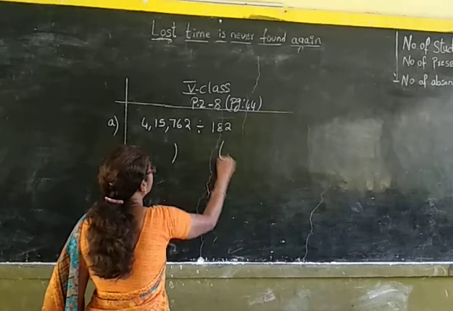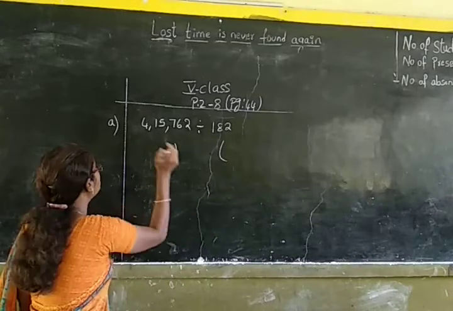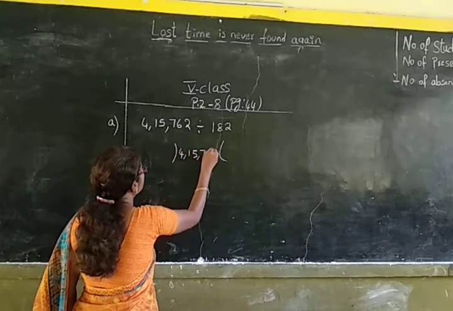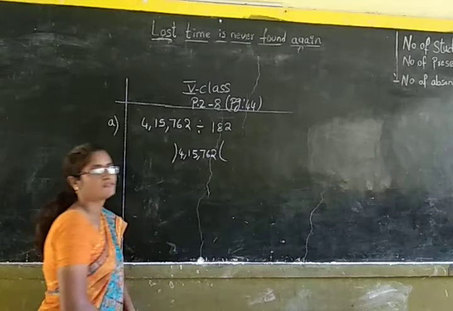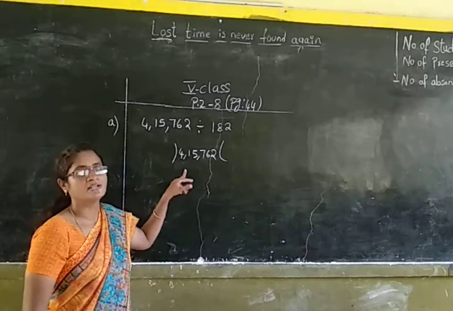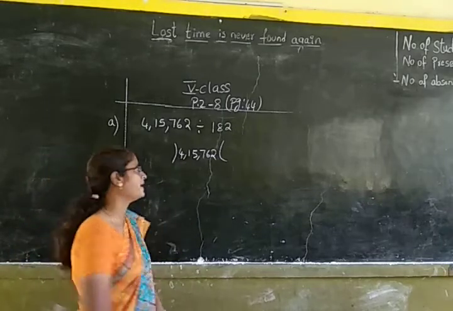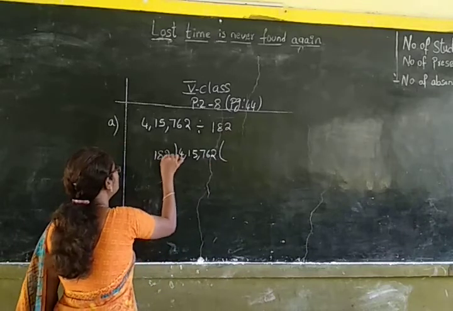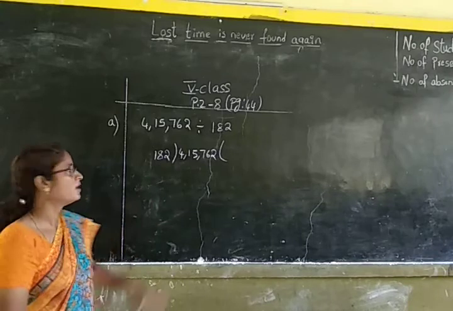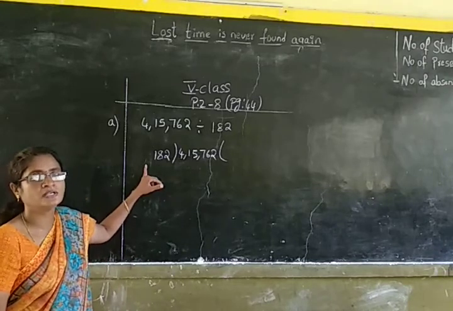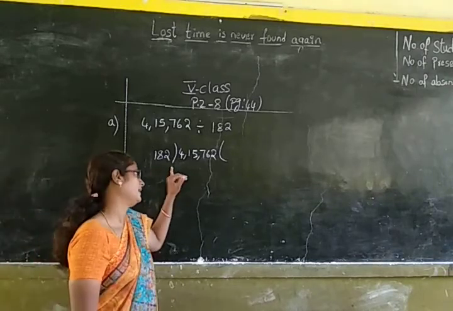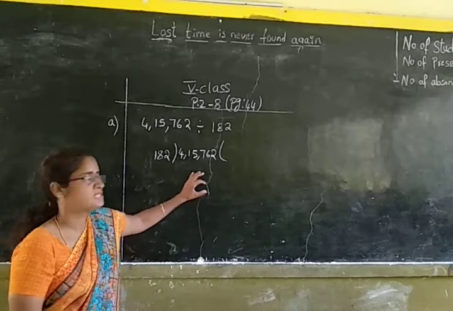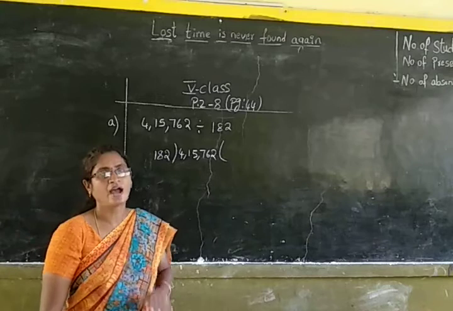First you have to write the brackets and write down the 4,15,762 in the middle of the brackets. It is the dividend. You have to write down 182 in the left side of your bracket. So after arranging the numbers, next you have to check how many digits you have to take.